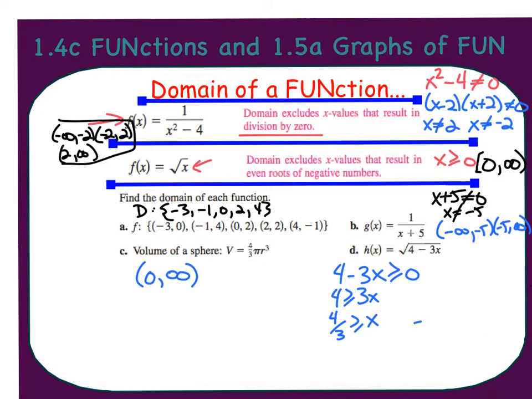Negative infinity is my least value. Can we ever include negative infinity? So we have a parenthesis, and then comma, 4/3, and then what? Can I include 4/3 here? Yes, so that's why it gets a bracket.